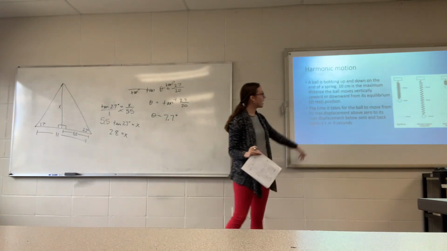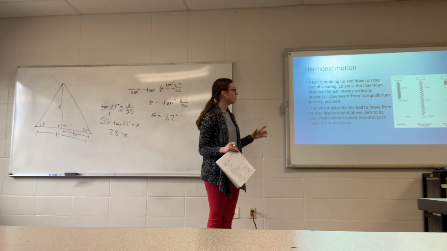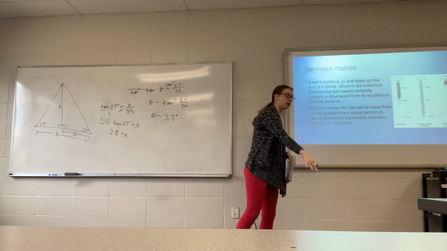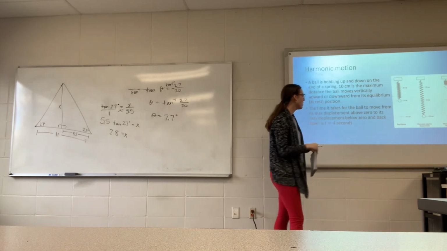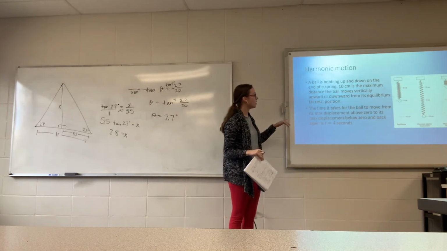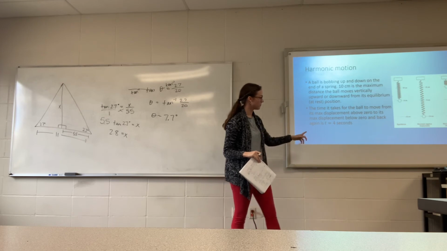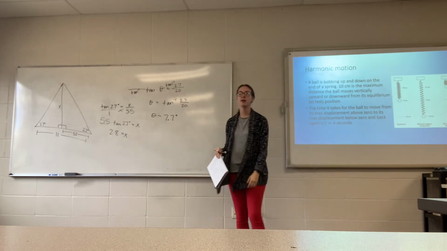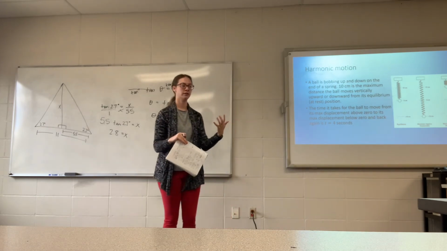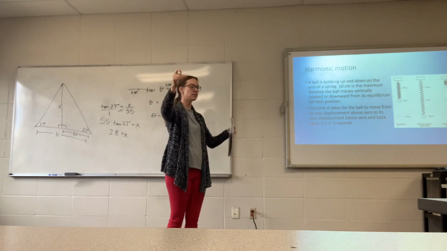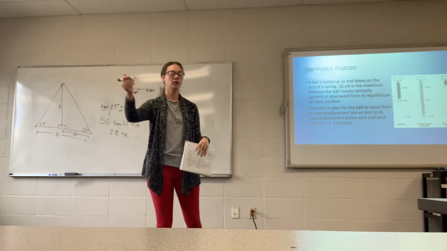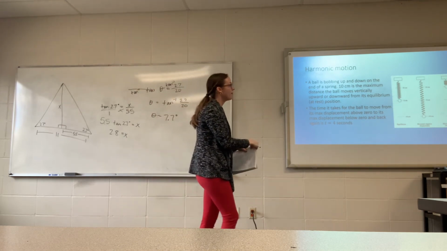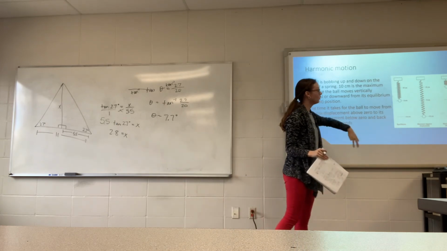It says the time it takes for the ball to move from its max displacement above 0 to its max displacement below 0 and back is going to be 4 seconds. So that's going to be our period. The time it takes to complete one revolution of our ball on our spring is our period, and our max displacement would be our amplitude.